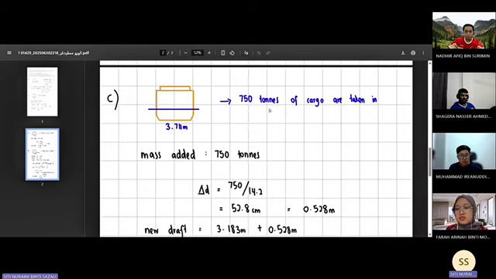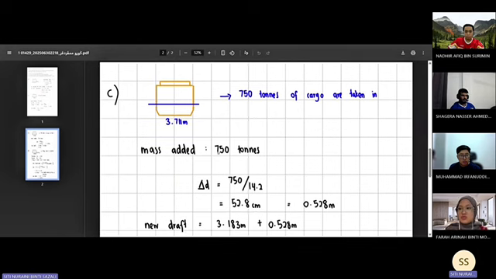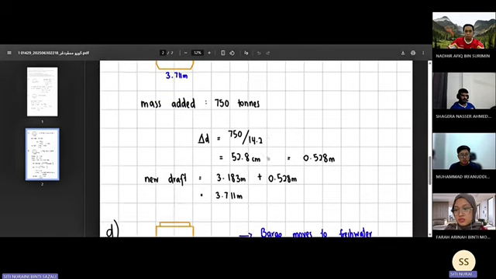So the barge takes in 750 tons. The mass added is 750 tons. The same formula will be used. 750 divided by TPC 14.2, we will get 52.8 centimeter. Convert it to meter, we will get 0.528. Since the cargo is added, the draft will increase.